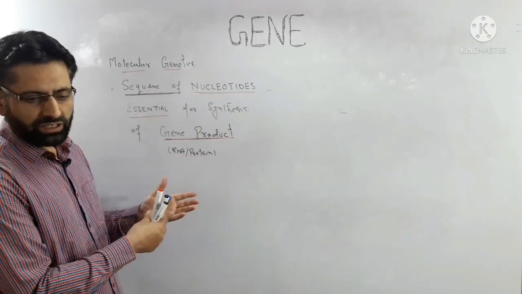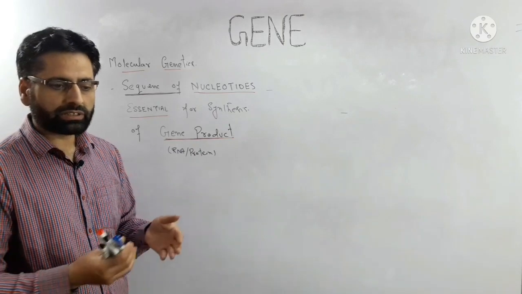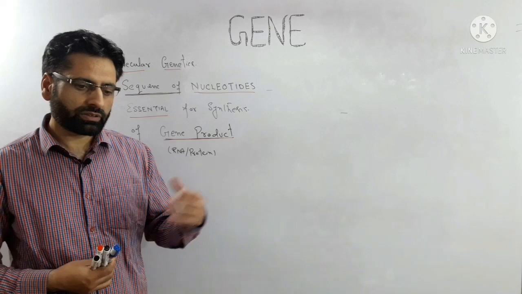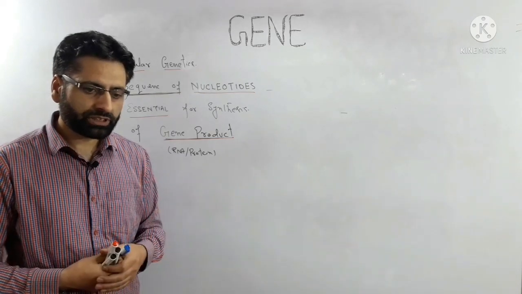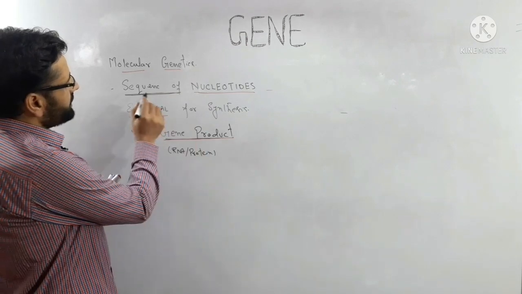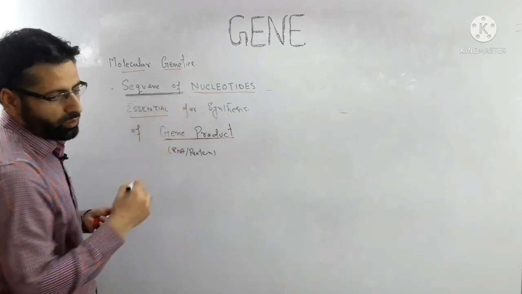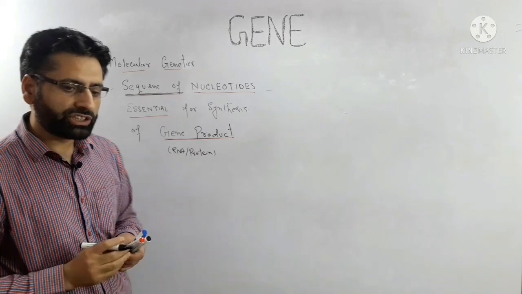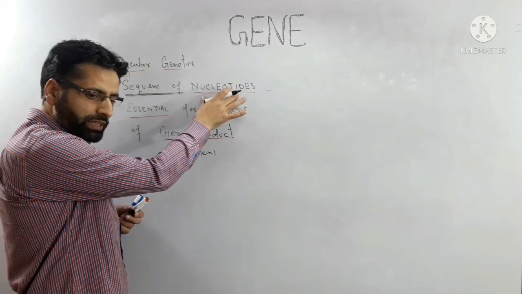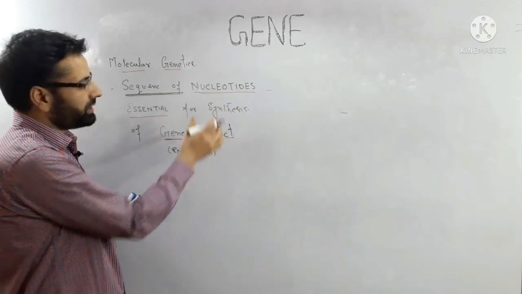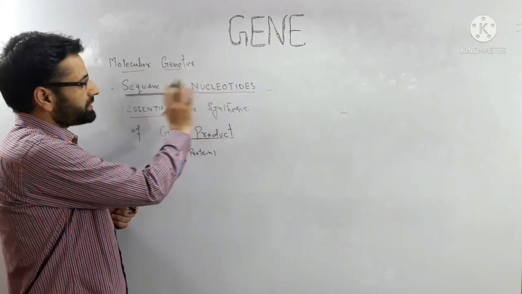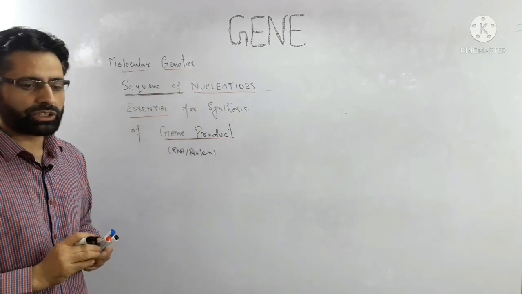And this mutation in some cases has serious complications so far as the characteristics or the expression of this gene is concerned. That is, nucleotides, when arranged in a specific sequence, only then will they be called a gene. Just having these nucleotides is not enough for them to qualify as a gene. These nucleotides must be in some sequence.